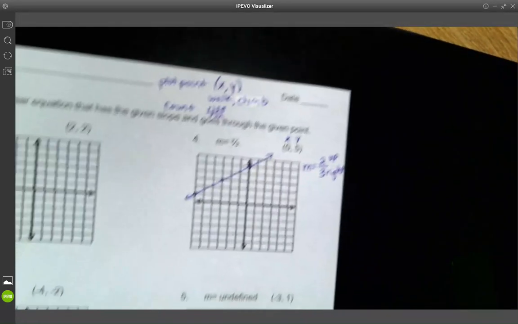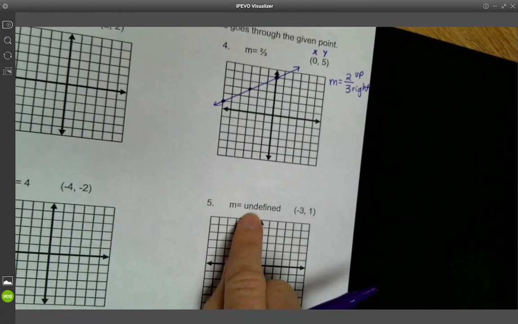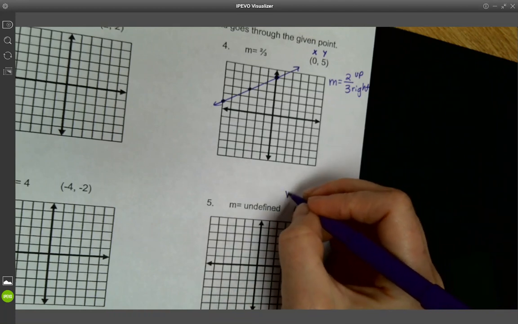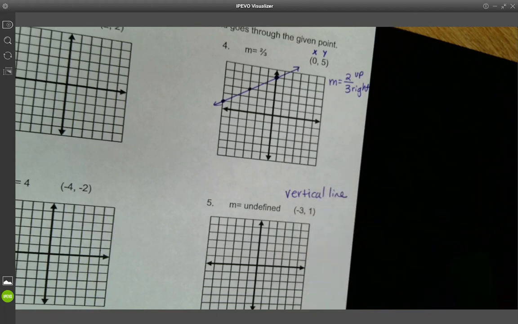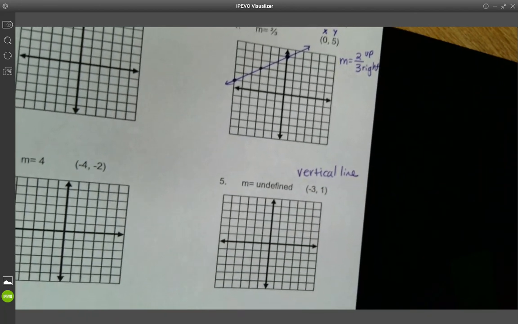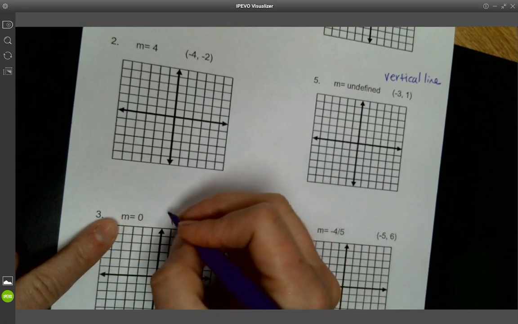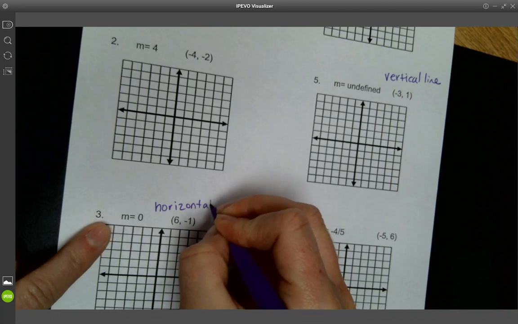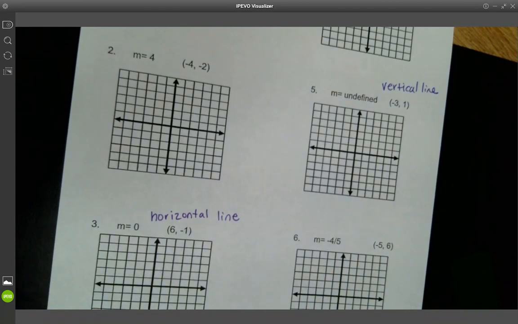So you're going to do that on all of these. The only thing that might kind of trip you up is undefined slope. What is the undefined slope going to be? Vertical line, up and down. Think back to slope. What is a 0 slope going to be? Left to right. Yep. Horizontal line. So that should help you with those two.